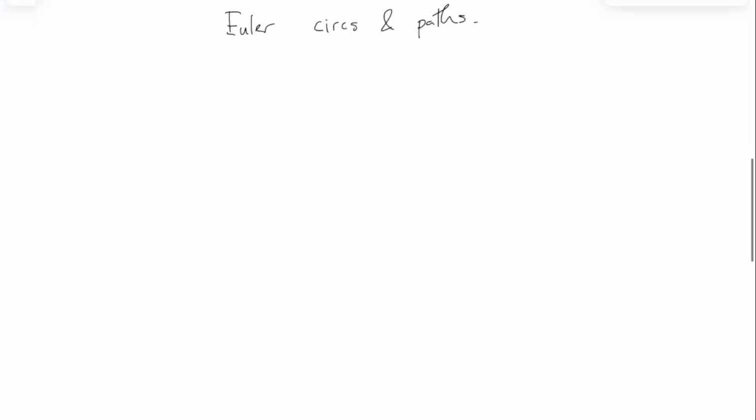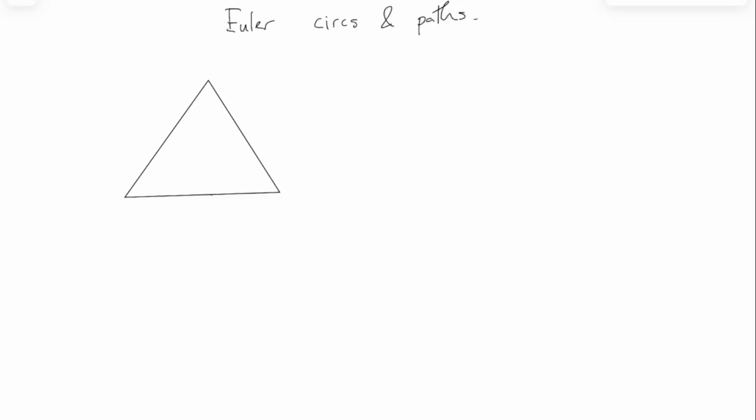Let's talk some more about Euler circuits and paths. Remember, an Euler circuit is one which covers every edge in the graph without repeating any. And an Euler path is like that, but it's not a circuit. So circuit means it starts and ends at the same point. A path means that it starts at one spot and ends at a different spot. For instance, one of the examples we talked about last time was this Triforce graph.